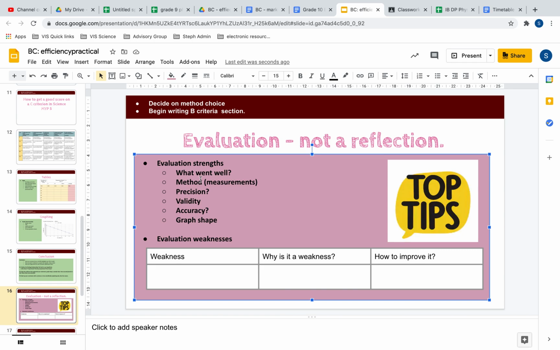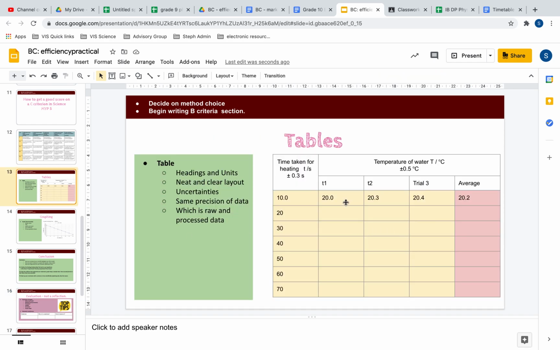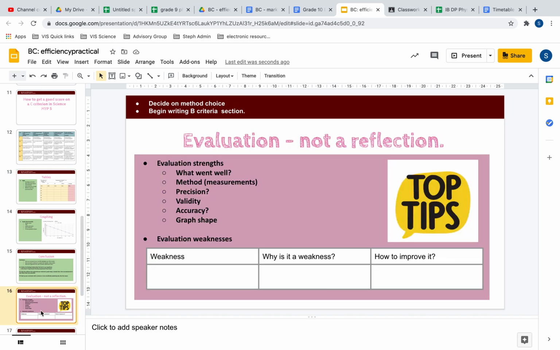So for example, what went well with your method? Did you use really precise equipment? Were you really careful when taking your measurements? Were you making sure to take care for parallax error? If you were dropping something, did you release it the same way each time? So things like what went well. It could have been the measurements, it could have been that you took lots of different trials. So for example, looking at ours, we did three different trials and took an average. That was really good, because that meant that I'm making my data more precise. I'm increasing the reliability of it.